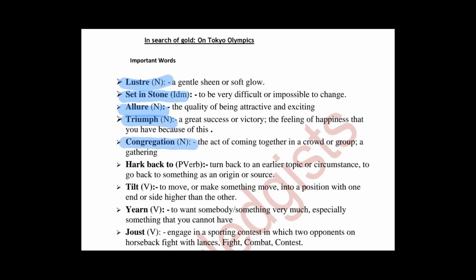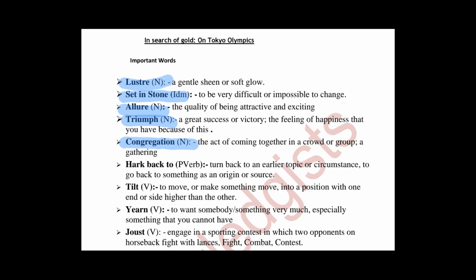Then the next word is congregation. Congregation is a noun, as there is tion, so it's used as a noun. The act of coming together in a crowd or group, gathering. Synonyms are gathering, assemblage, get together, and the antonyms are isolation, solitude, dispersion.